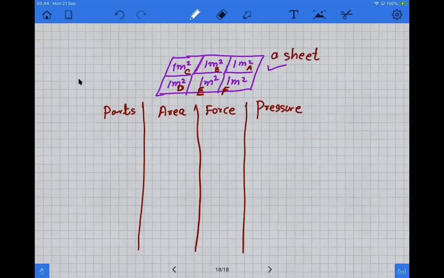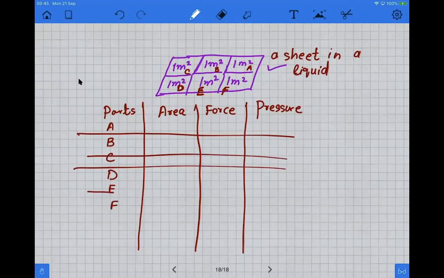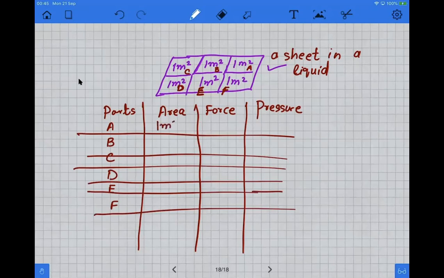A sheet in a liquid. For example, if you take part A only, part B only, part C only, part D only, part E only, part F only, then the concept is that if you take any one single part, if the area is 1 meter square and the force is 100 Newton for A, this will repeat for B, for C, for D, for E, and for F. The values are just for understanding.